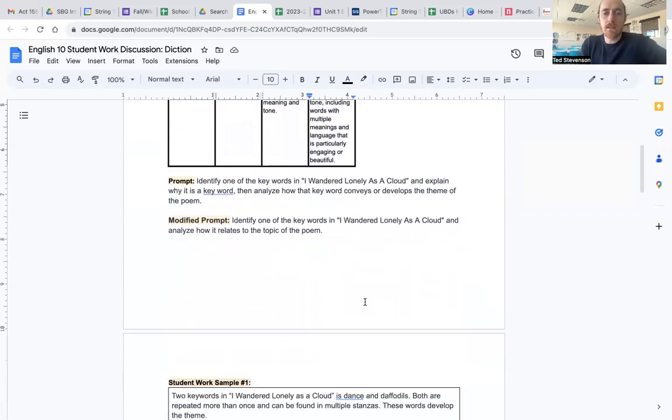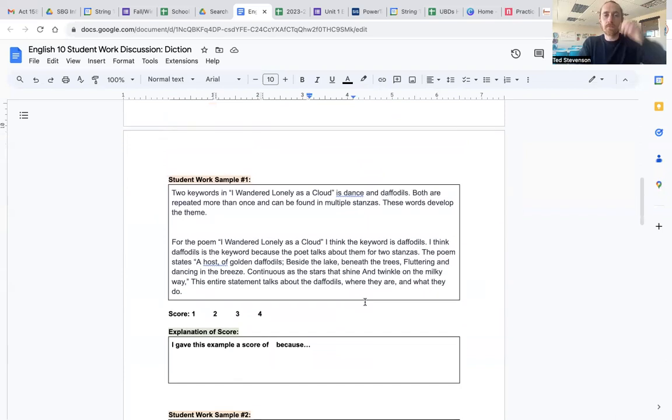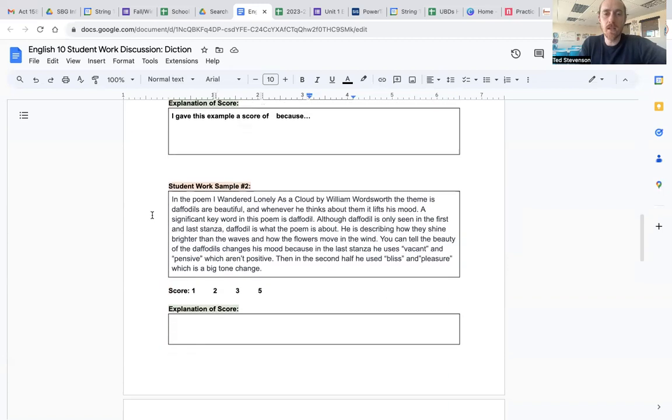Okay, so let's look at some student work samples real quick. All right, these first two examples in this box are examples that would receive a 1 because they are mainly identifying keywords and then maybe explaining why they're keywords, but not even starting to make connections between the keywords and the overall meaning of the poem.